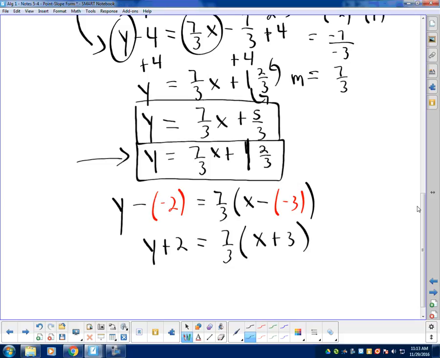So, as I go through this, I mixed those up. Let's try that again. I put the -2 and the -3 in the wrong place. I apologize. One more time. So we have the -3 here and the -2 here.